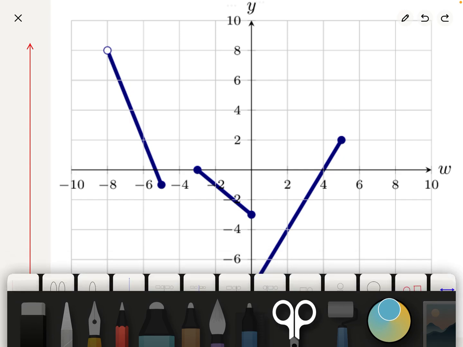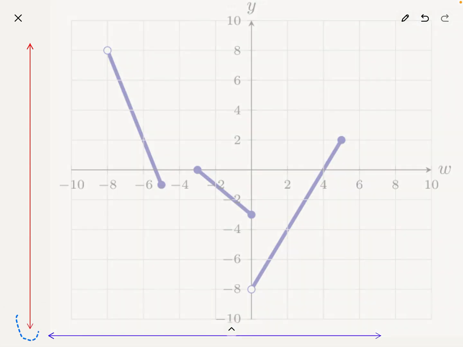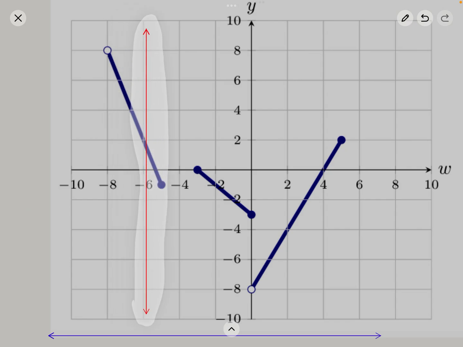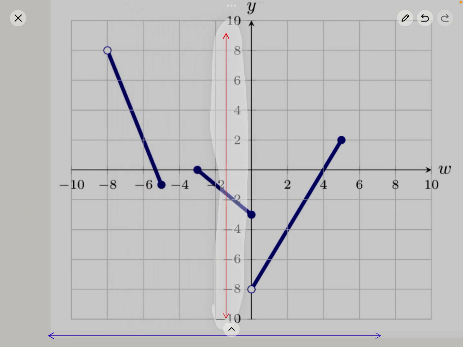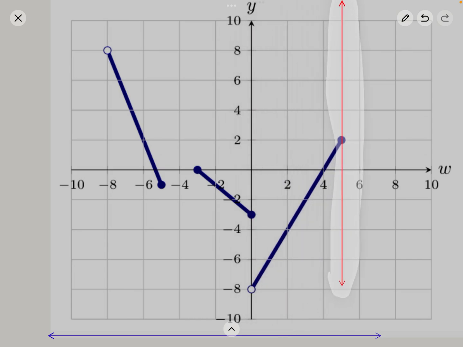Very first thing I'm going to do is the vertical line test, which is right here. So I'm going to copy this red vertical line. I'm going to start here. As you can see, as I move across, I only hit the graph in one place. Even here, it's only hitting in one place. I go all the way over here.